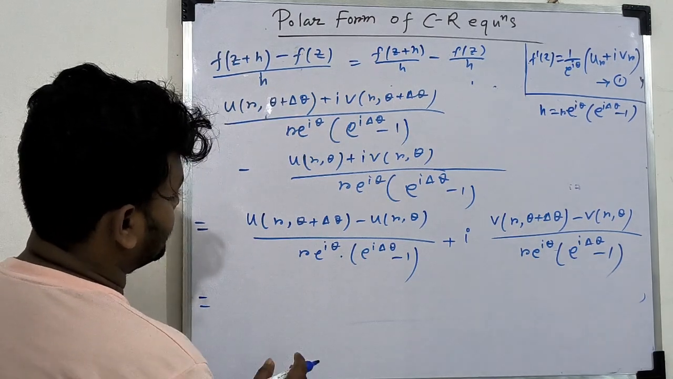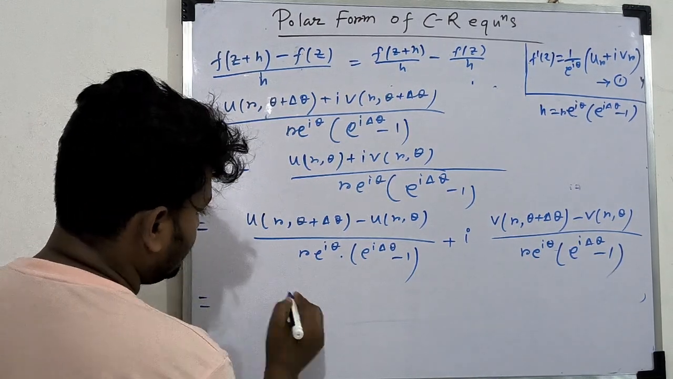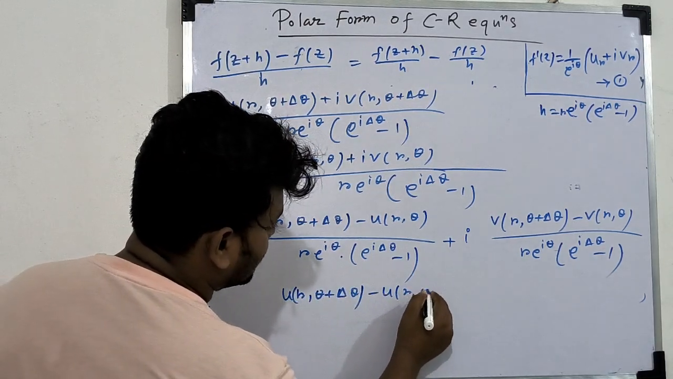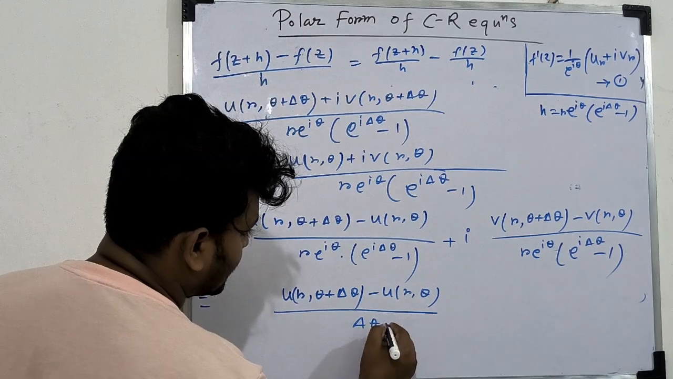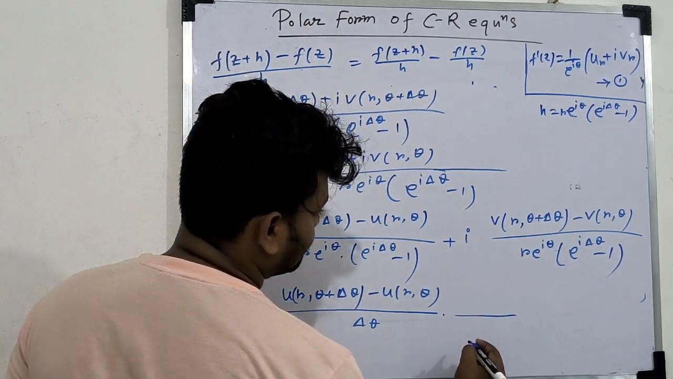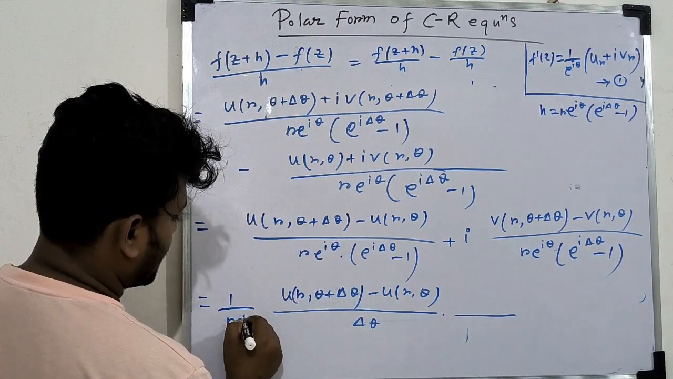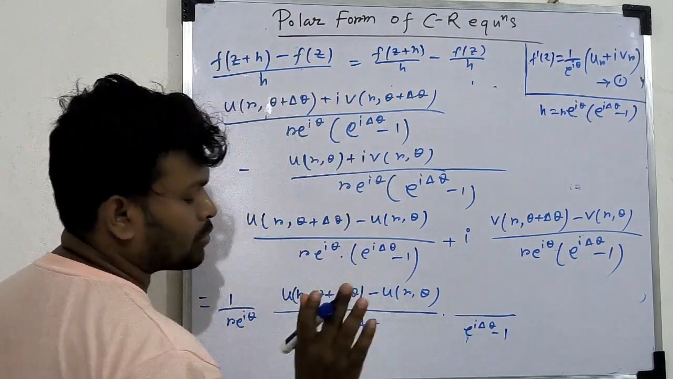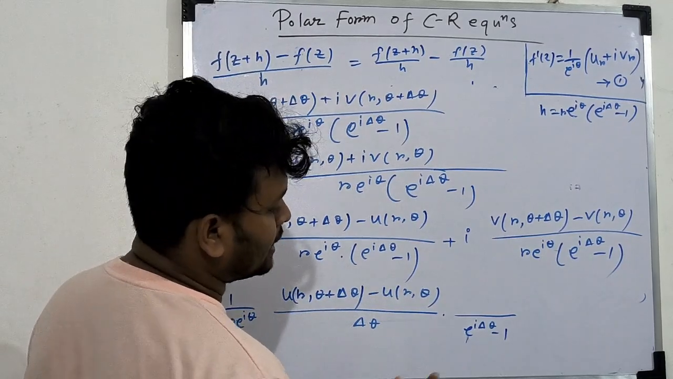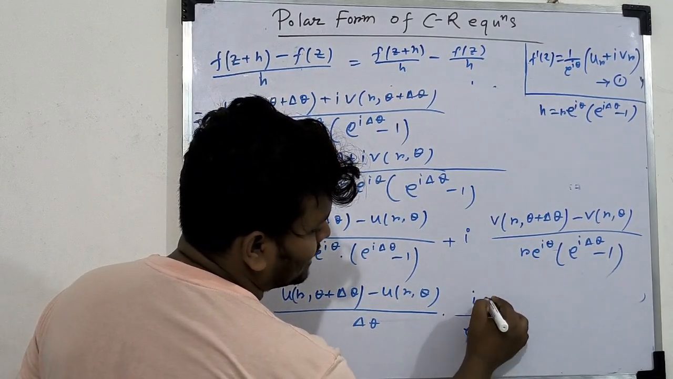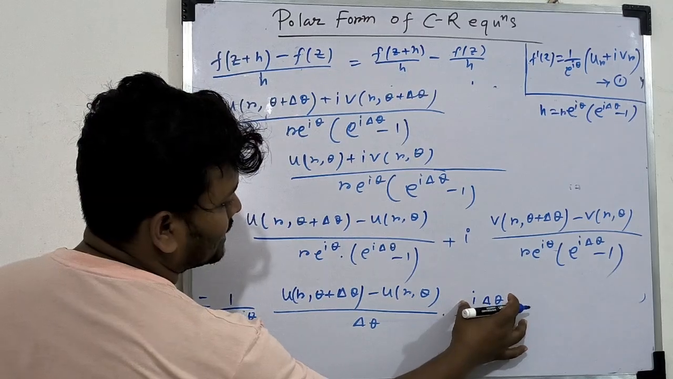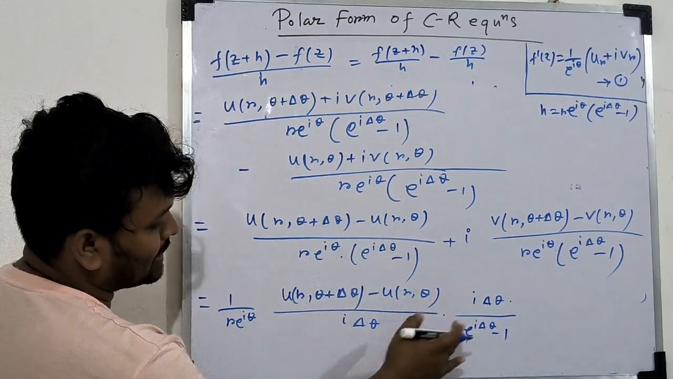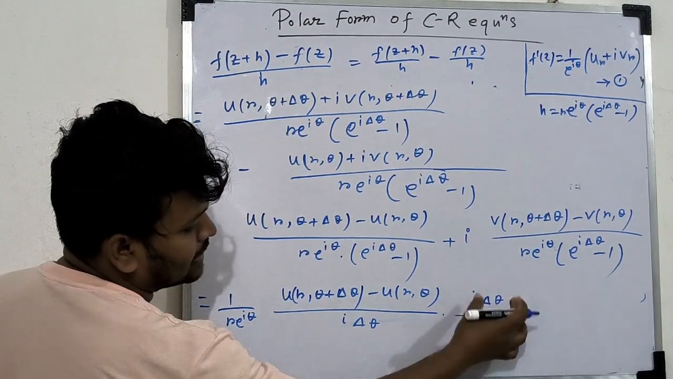So we have to write in such a way that this will be u(r, θ+Δθ) minus u(r, θ), and under this is Δθ, and here the extra term is r. So we write here r e^{iθ}, and here e^{iΔθ} minus 1. So we have to use one limit. For that we have to multiply by iΔθ. So this iΔθ cancels out. So we write this in this form, that is iΔθ by this.